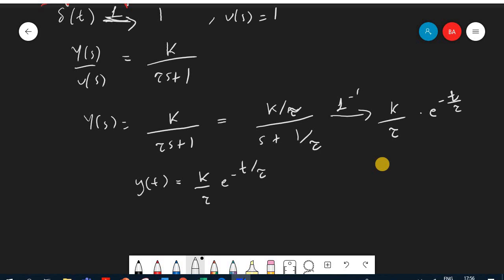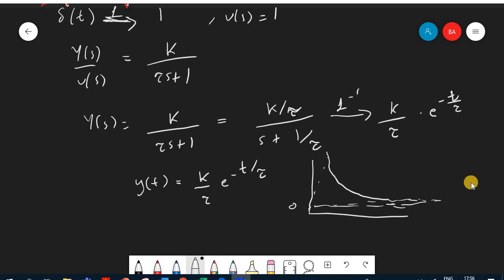So this is what I'm going to have, and this response will look something like k over tau e to the power minus t over tau. It starts at something up there, and it will reduce down. It's e to the power minus t over tau, right? So it will reduce down to 0. It starts from a certain point, and then returns back to its initial point again.